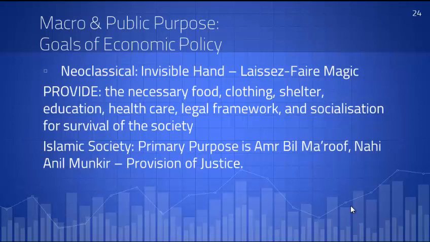In an Islamic society, the primary purpose of the society is Amr bil Maruf and Nahi anil Munkar and the provision of justice. But justice includes economic justice, social justice, political justice. So all of these things that are discussed earlier fall into this framework.